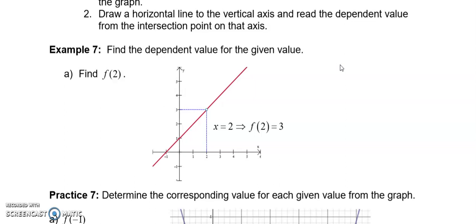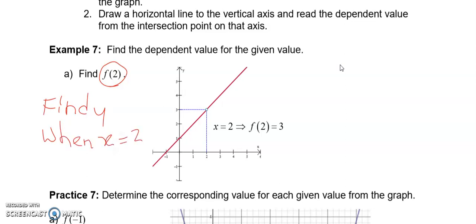Well, hopefully, yes, you would. Or sometimes I may even give you the y value and ask you to determine what the x value is. But it's really straightforward. So for example, number 7 here. All right, let's have a look at that. I don't know why they've got part A. There's no part B. But they're saying find f of 2. Now, that's the same thing as saying find y when x is equal to 2.